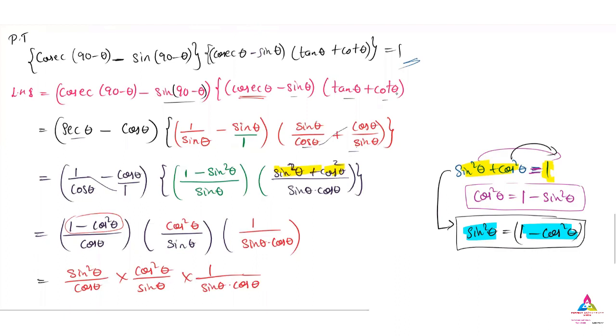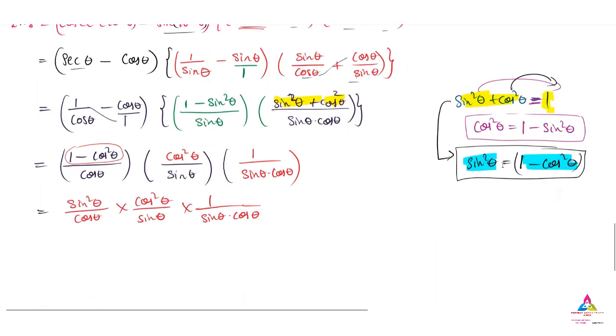Now very importantly, cancelling. You know how to cancel. Cos square theta we have here, and we have cos theta into cos theta below, so cos square theta will get cancelled, and the remaining cos theta also cancels because in between we have multiplication. Similarly, here you have sine theta and the square, it will get cancelled, and one more sine theta and this whole sine theta will get cancelled. So remaining is 1 into 1 into 1, which is 1.